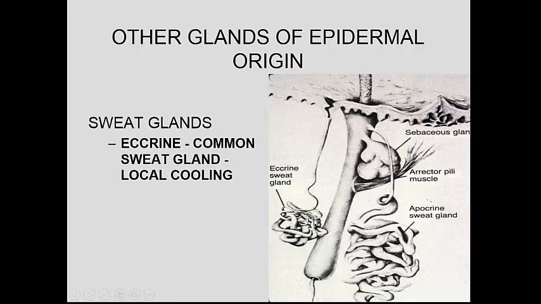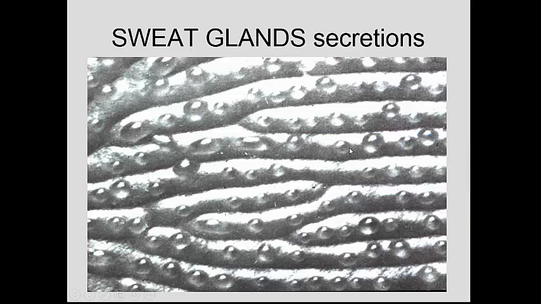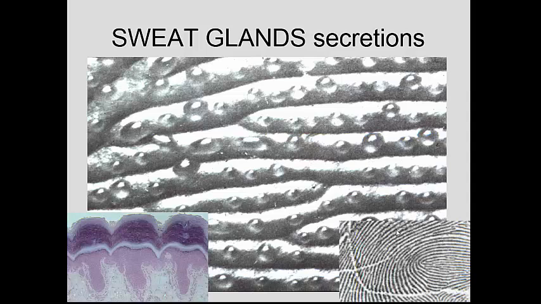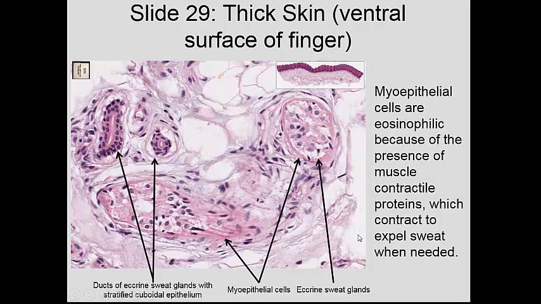The eccrine sweat gland, which is for cooling, is on the surface of skin, but the apocrine sweat gland discharges in the hair follicle itself, and the sebaceous gland discharges in the hair follicle too. So you can see those. The eccrine sweat gland discharges on that little ridge, and that's why you have fingerprints, because you leave your fingerprints on the ridges.